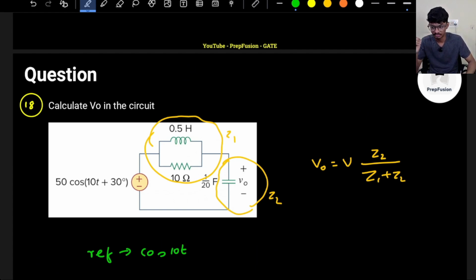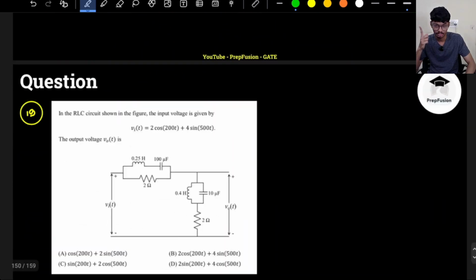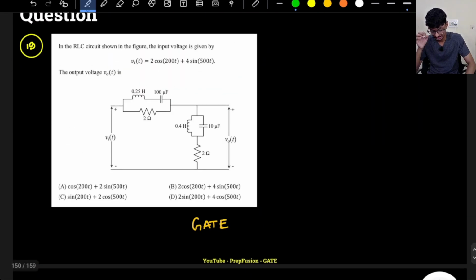It will not be that difficult, because AC circuit involves a huge number of calculations, and they don't want you to get stuck in calculations, obviously. Okay, so that is one point. Now let's start with this next question. This is also an interesting question.